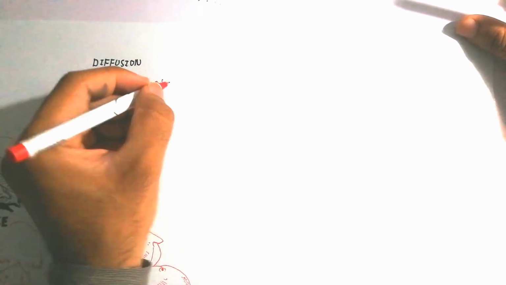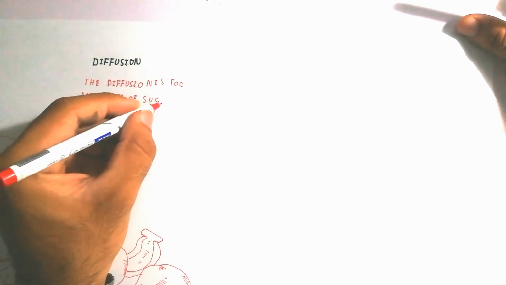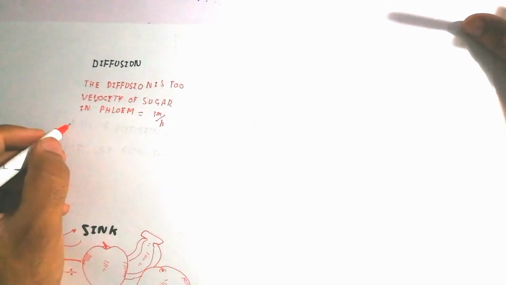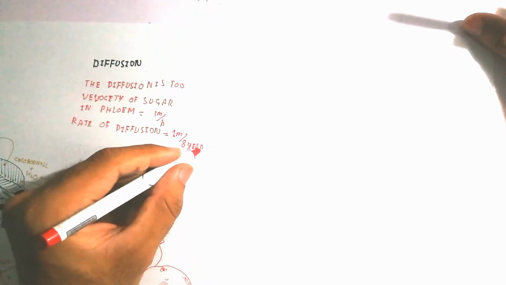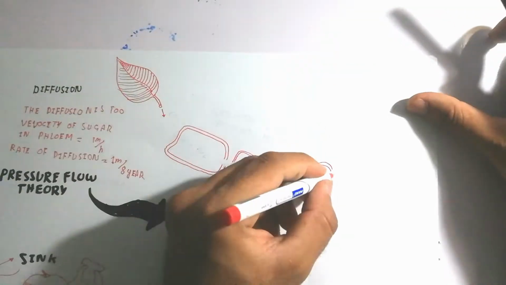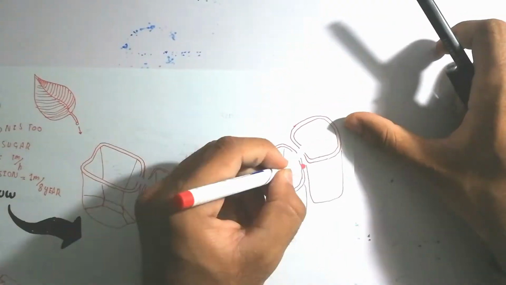So here is the diffusion. We will talk about the diffusion. The velocity of sugar in phloem by diffusion is equal to 1 meter per hour. So it means that it is very slow, and the rate of diffusion is equal to 1 meter per 8 years. The rate of diffusion is very slow. So it means this is not good, and diffusion alone is never possible.